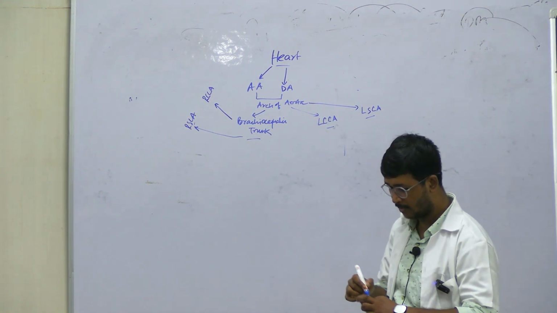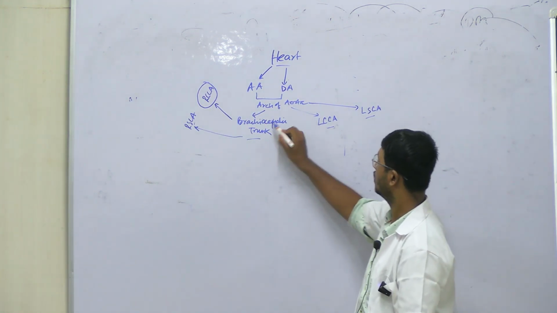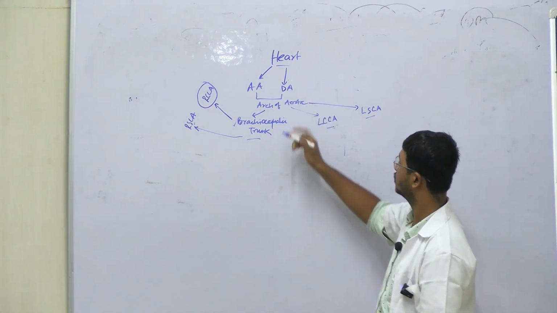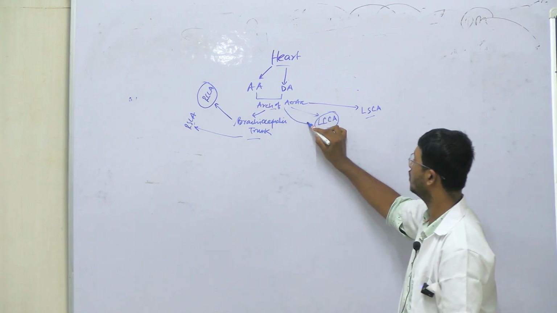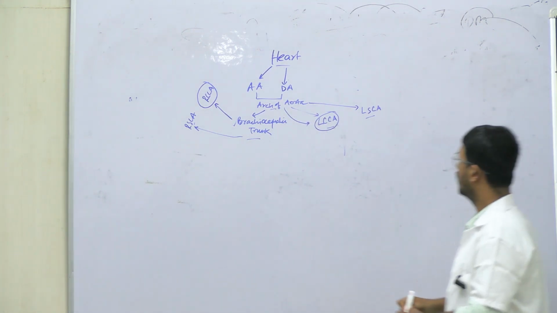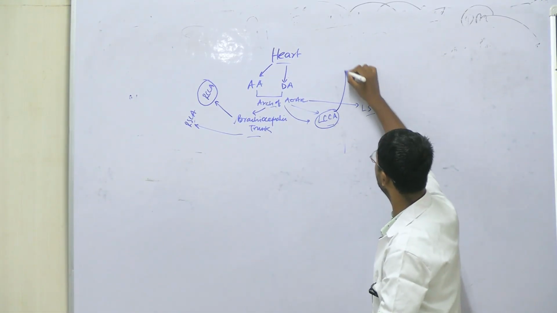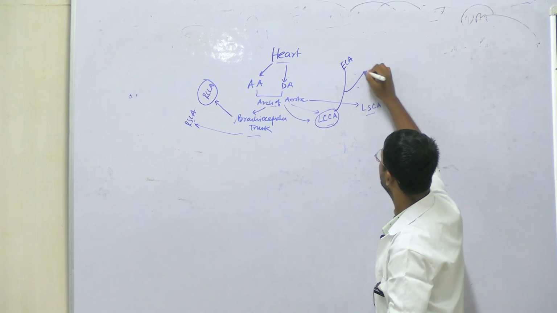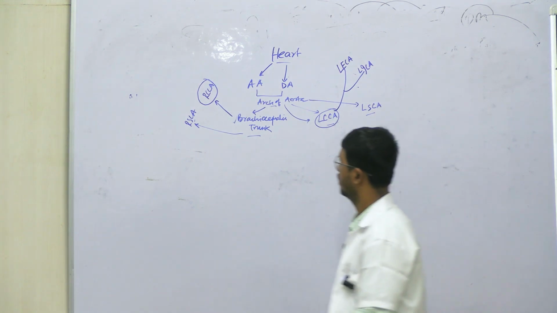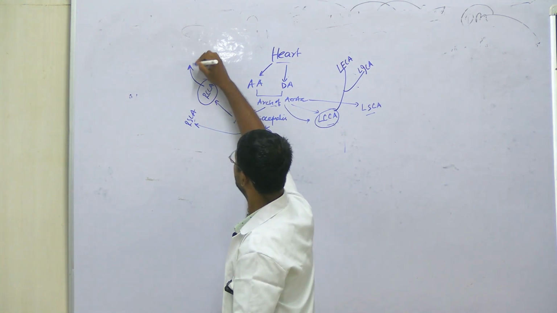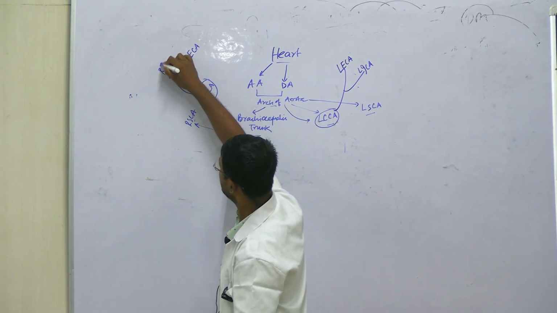One thing you remember here, that this right common carotid artery is arising from your brachiocephalic trunk, which is a branch of your arch of aorta, and this left common carotid artery will be directly arising from your arch of aorta. Now this right common carotid artery and left common carotid artery on either side will be giving your external carotid artery and your internal carotid artery. So this is the left external carotid artery and left internal carotid artery. Similarly, right common carotid artery will be giving you right external carotid artery and your right internal carotid artery.